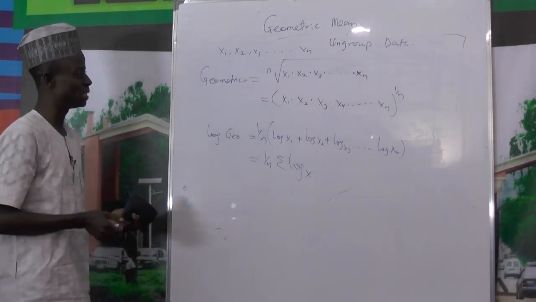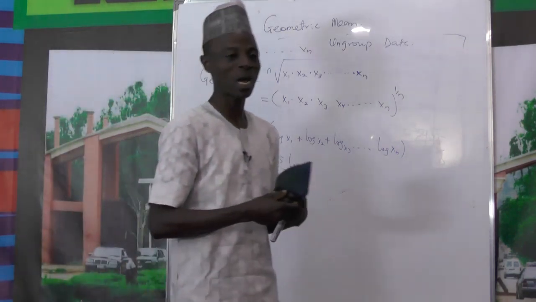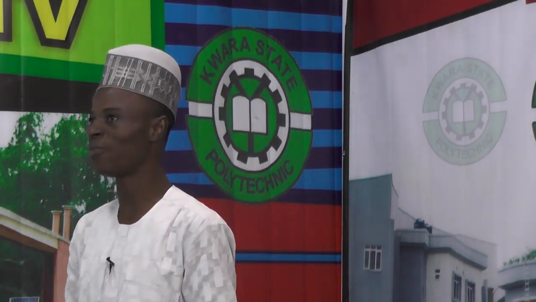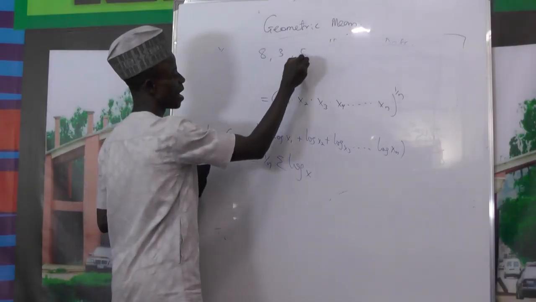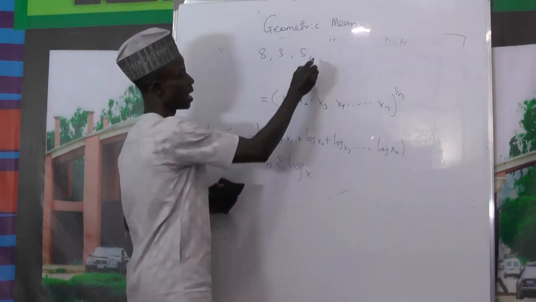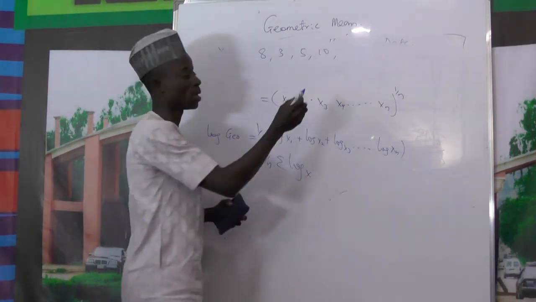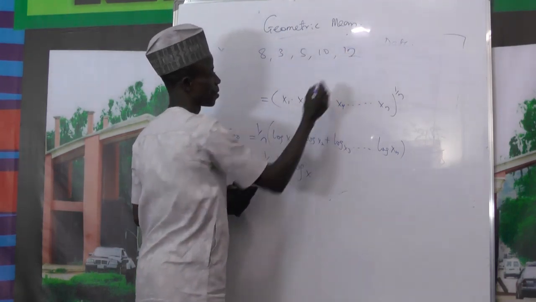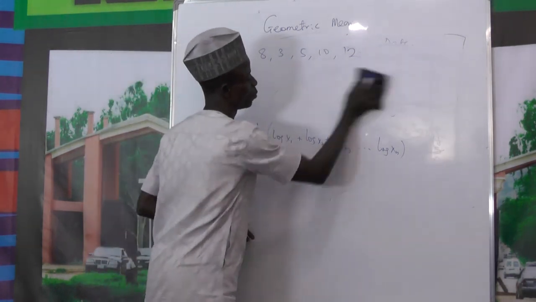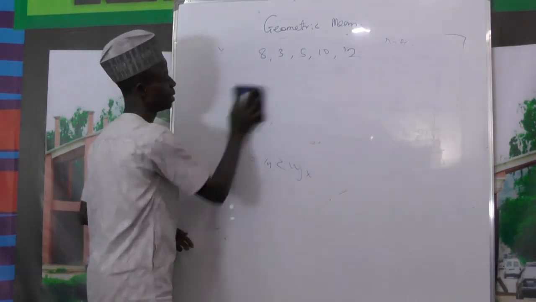What I'm saying here is that let's look at the example so that we can use this to explain better. So we are having an example that says calculate the geometric mean for the set of numbers. So this set of numbers that we are having: 8, 3, 5, 10 and 12. So these are the values we are having. So we have to find the geometric mean of this.